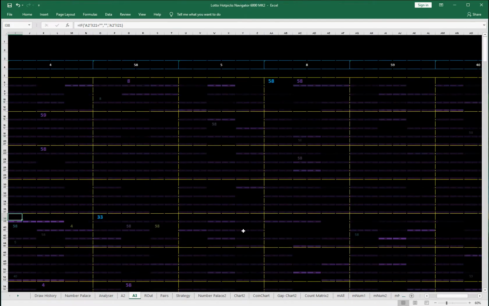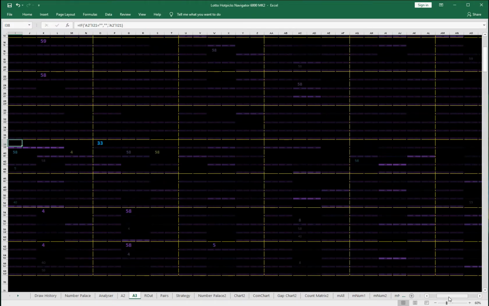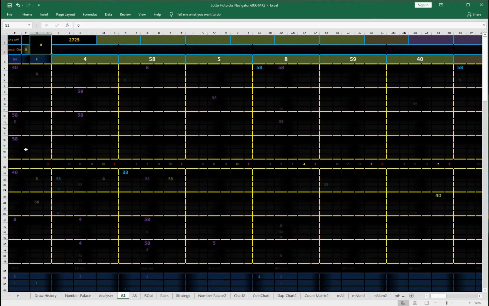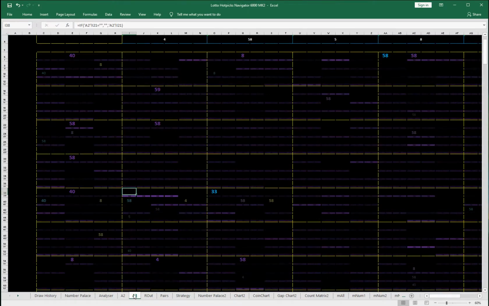So for instance, you can see 58, or should I say, whichever number is top in the machine, ball set. So whichever number's top in the ball set, high probability of occurring.